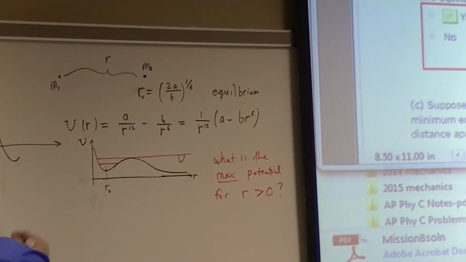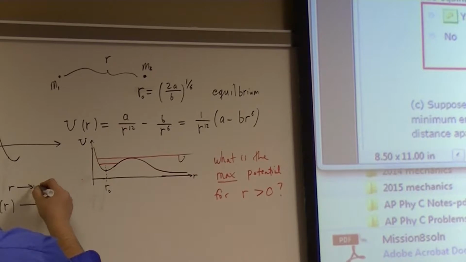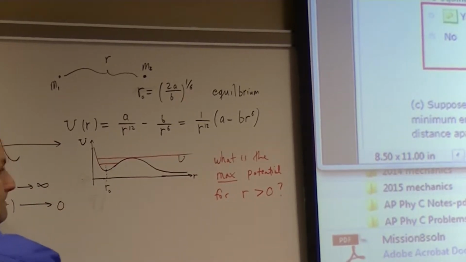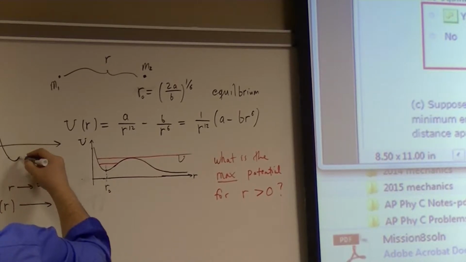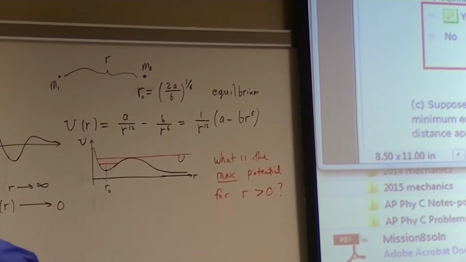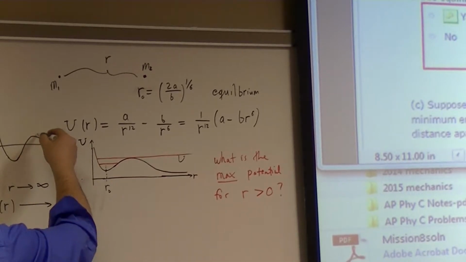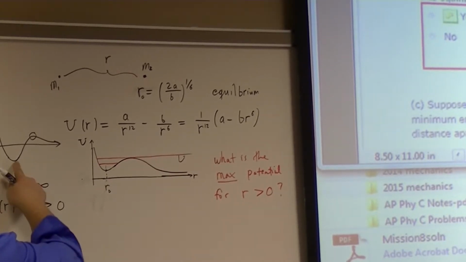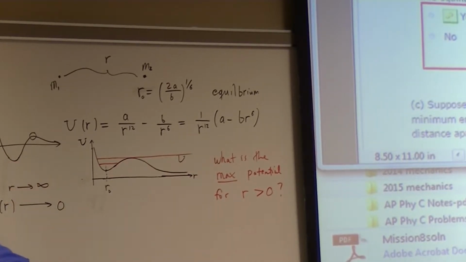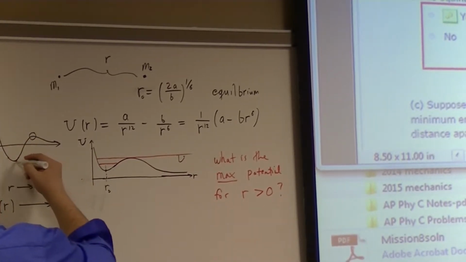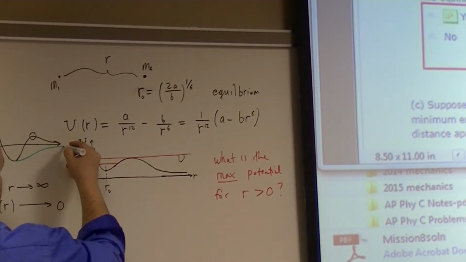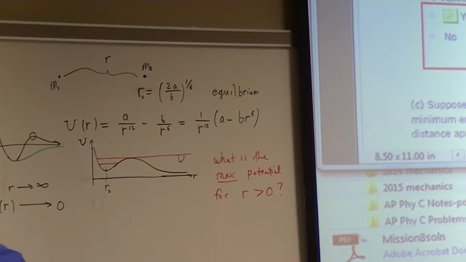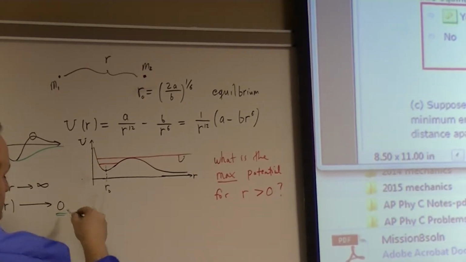Yeah. What's the limit as R goes to infinity of U of R? What's it go to? Yeah, it goes to 0, right? So can it do this? It can't though, because we already found that there's no one of these, right? It's only got one max. It's got that one local max. So it must be the shape of the curve looks like this, because it asymptotically goes to 0, right?